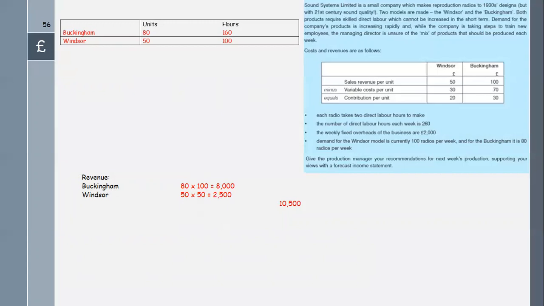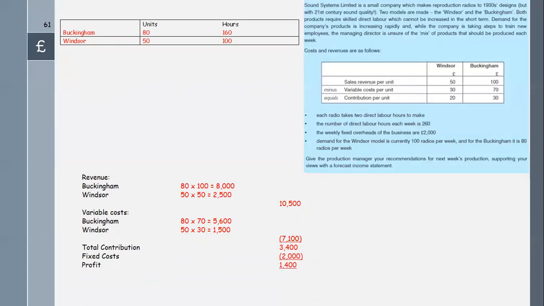We're then going to take away our variable costs. Buckingham and Windsor had different variable costs. Buckingham was £70 per unit and we're making 80, so 80 times 70. Windsor is £30 variable cost and we're making 50, so 50 times 30. That gives me 7,100 altogether. Take that away from our sales and that gives us our total contribution, 3,400. Take away our fixed cost, the £2,000 in the question, and that leaves us with £1,400 profit.